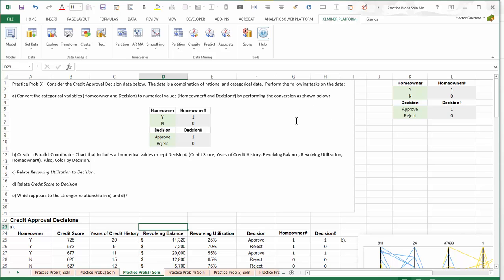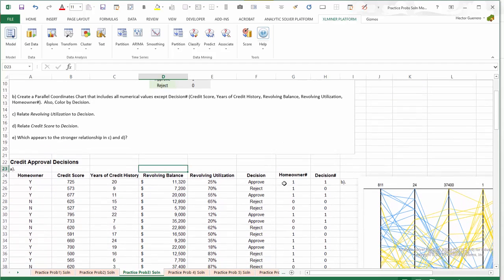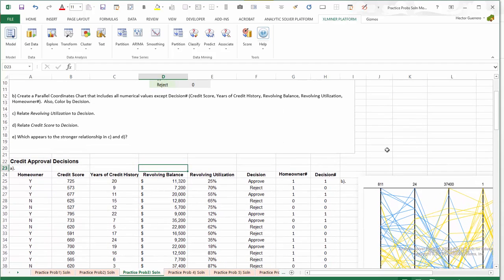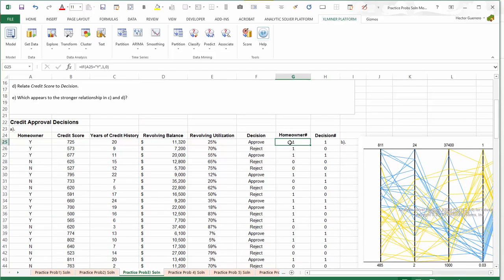It's a combination of a variety of data. It's rational data, rational numbers, which are the numbers in business that we most encounter, and categorical data. We want to perform some analyses on this. The first thing we want to do is convert some categorical values, the homeowner and the decision, into a numerical value. And we will do so by using these particular new columns.